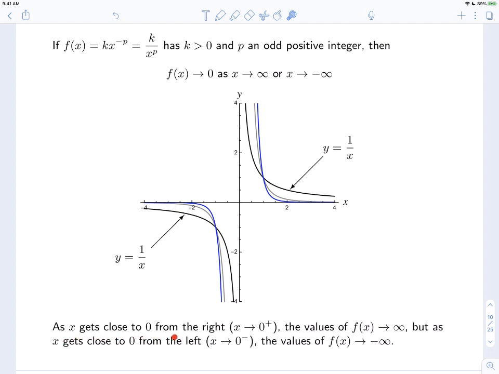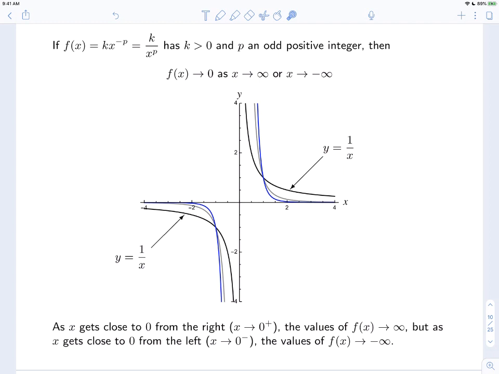As x gets close to 0 from the right, which we write with this notation, this means that x is approaching 0, and when you have this little plus symbol, that means x is 0 plus something. 0 plus something is slightly larger than 0, so that means you're over here. So as x gets closer to 0 from the right, the values of f at x become increasingly large.